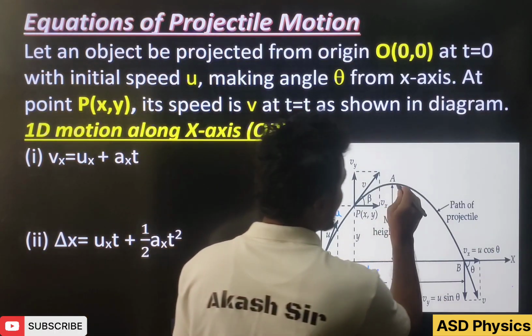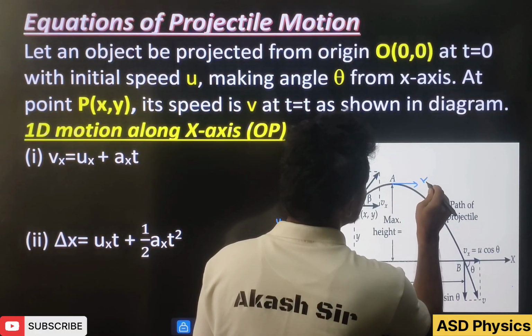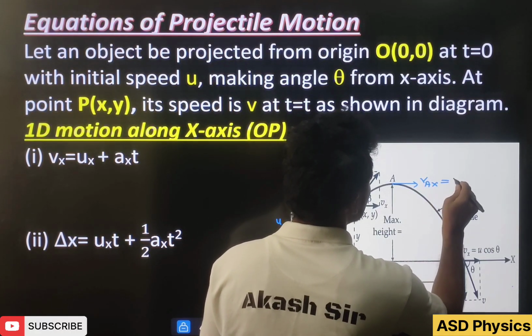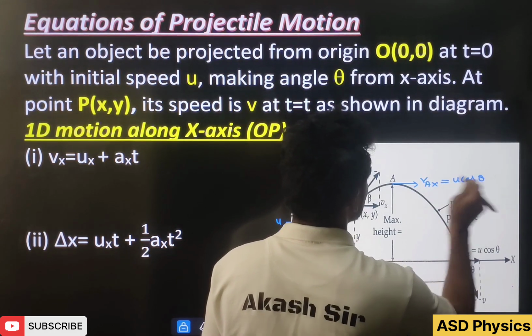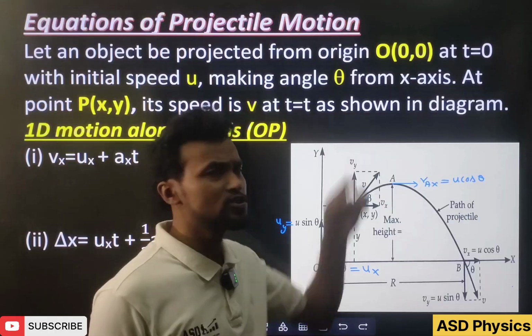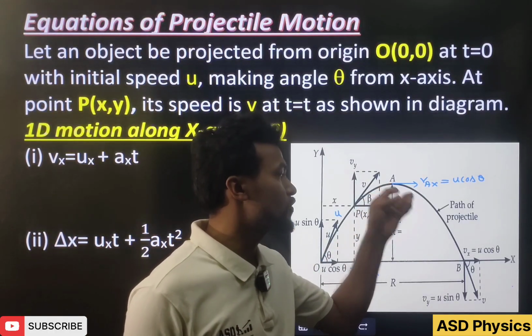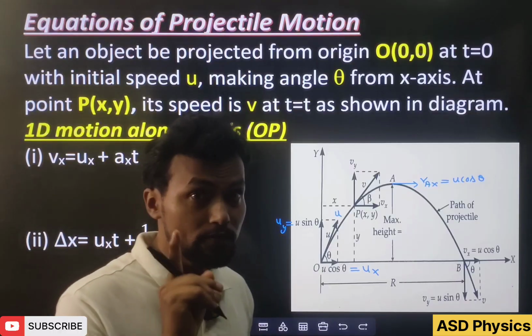Okay, and after that, see here, the time taken to move from point O to A is called the time of ascent. At point A, at the highest point, only horizontal component of velocity will be there, and that will be u cos theta. Okay, vertical component of the velocity will be 0, because after that it is not going more upward. And after that, time taken to move from A to B is called the time of descent.